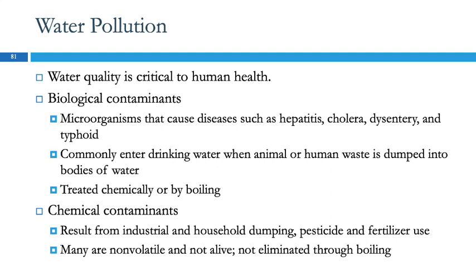Chemical contaminants are going to come from industrial and household dumping, and from pesticide and fertilizer use. I think everybody knows, if you change the radiator fluid in your car, you're not supposed to just dump that in the gutter and let it run down into the river, because that causes chemical contamination. Any questions?